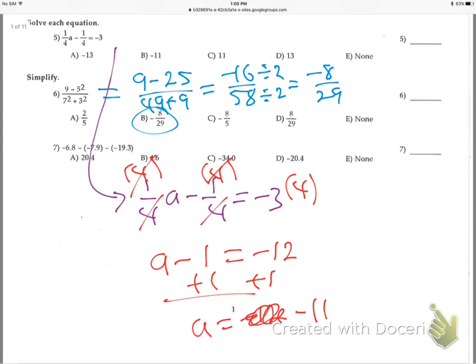Oh, is my little thing wrong? So what's the answer on 6? I got my key. I can look. 6, yes, says B on mine. Yeah, so 6 says B. Is that what you guys are getting? Yeah, okay. So 6 should be B.